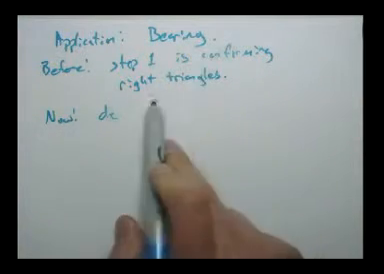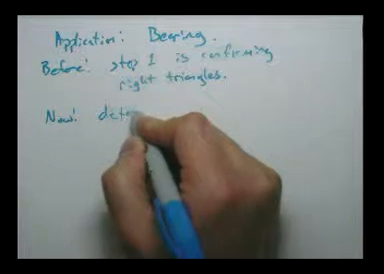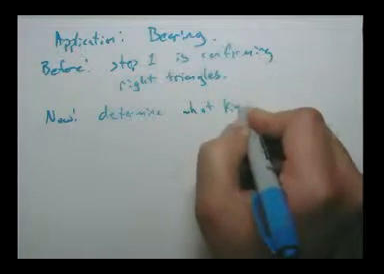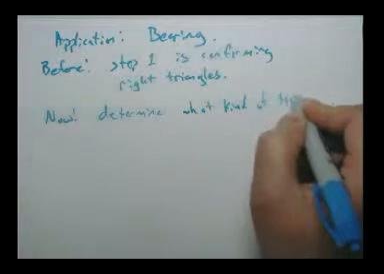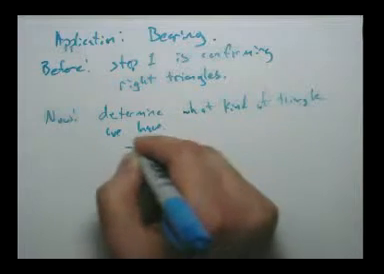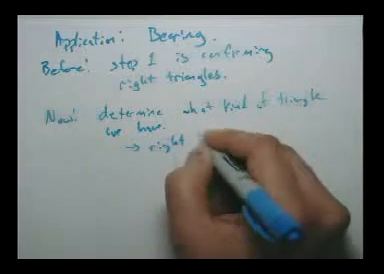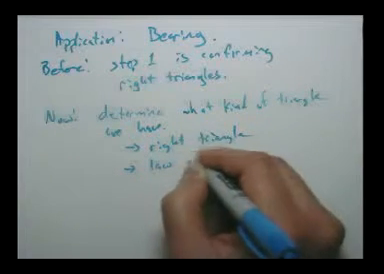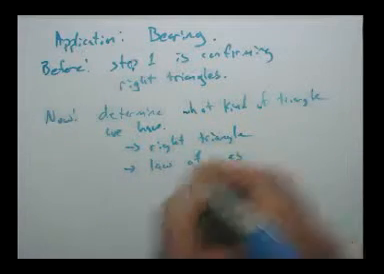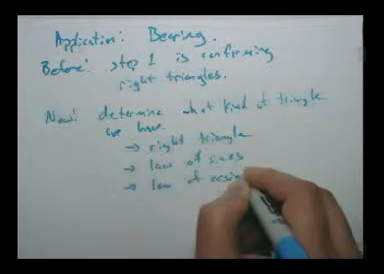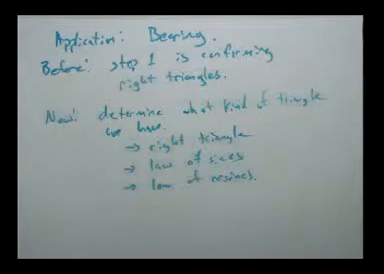So before, step 1 was confirming right triangles. Now we're just going to determine what kind of triangle we have. Because we could be using a right triangle, or it could be something that we use law of sines, or it could be something where we use law of cosines, but we're not going to know until we draw a picture.